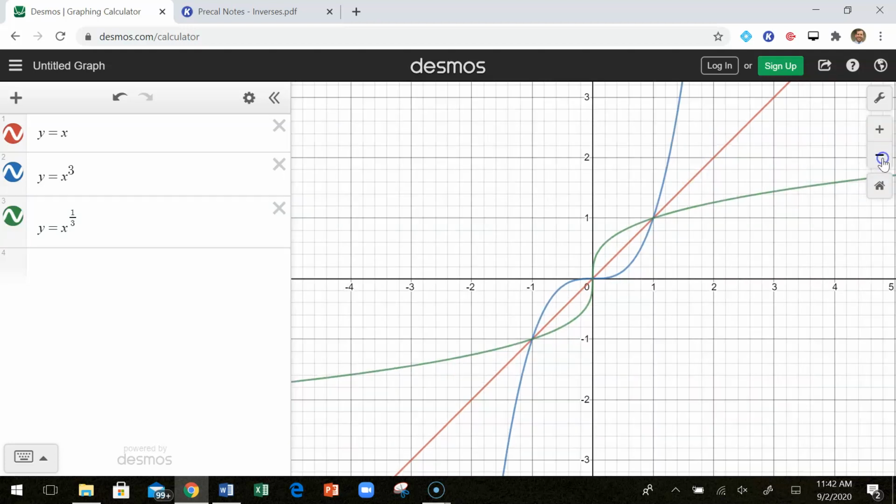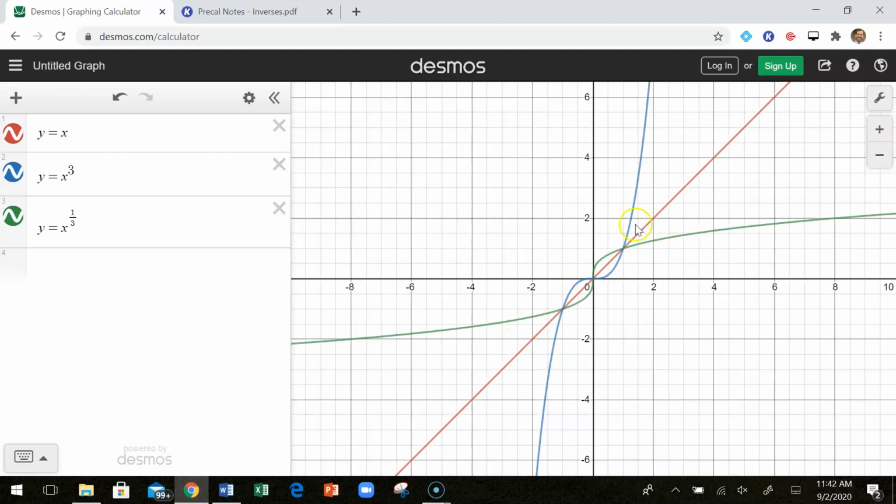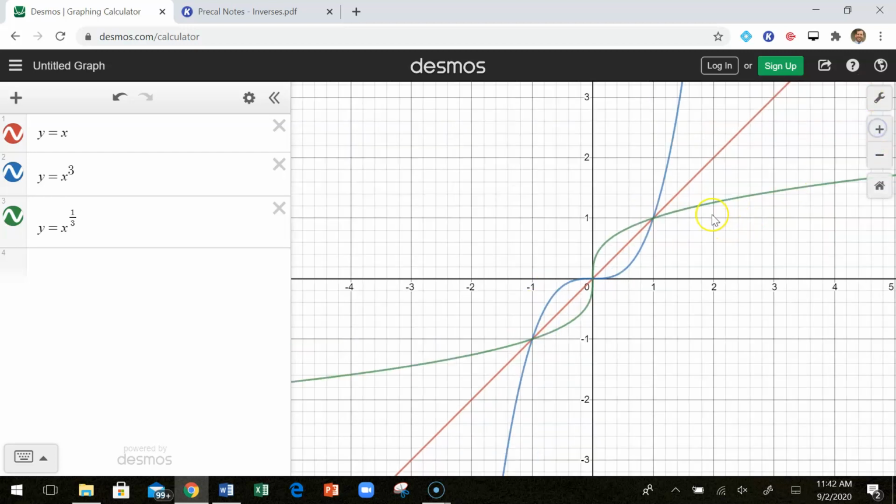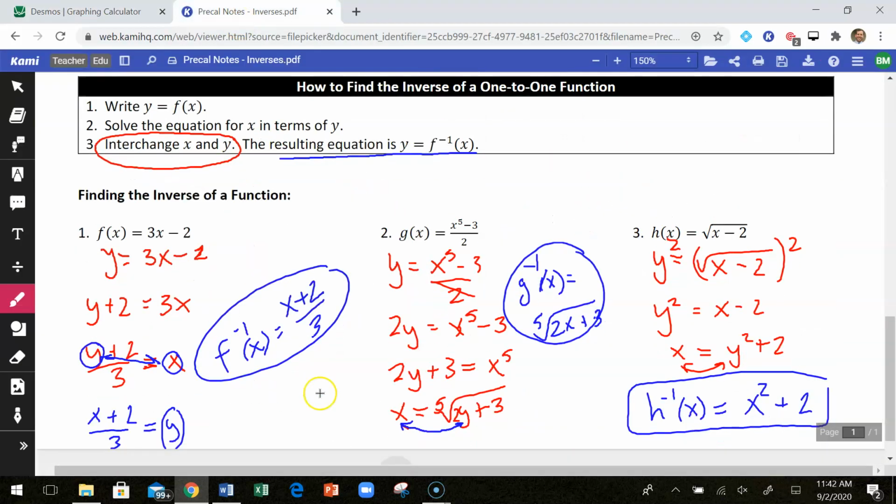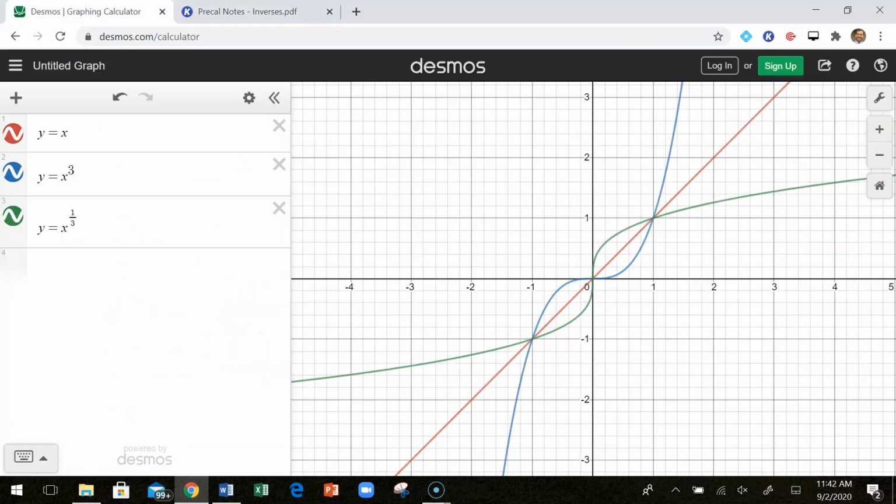Okay, if I continue to zoom out here, you'll see that that's always true. They are always symmetric about that diagonal line through the origin with a slope of 1, y equals x. If you tested that with the 3 inverses that we just found down here, with those original functions, you would see that that is true as well. An inverse function will always be symmetric to the original function about y equals x.